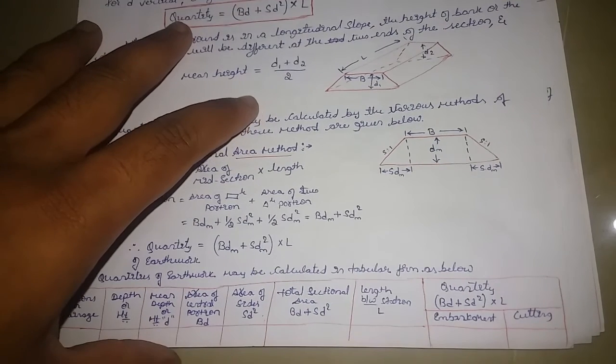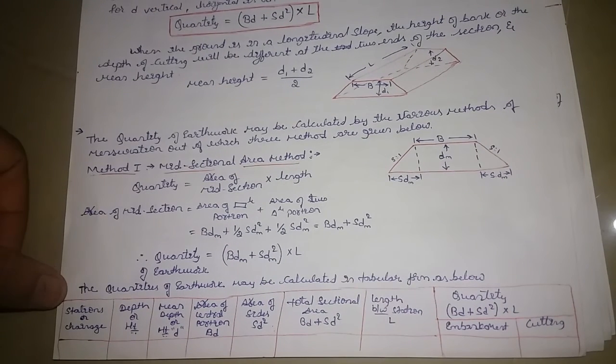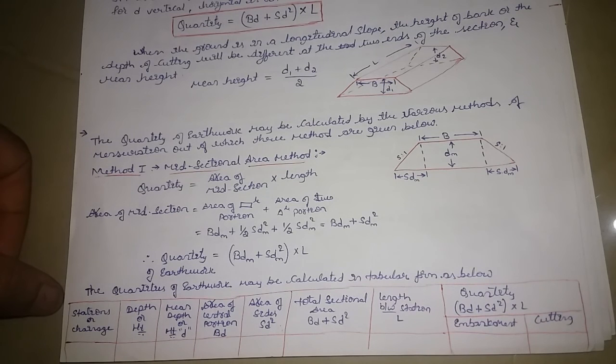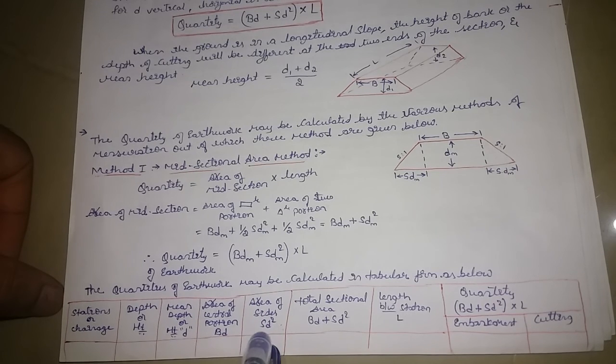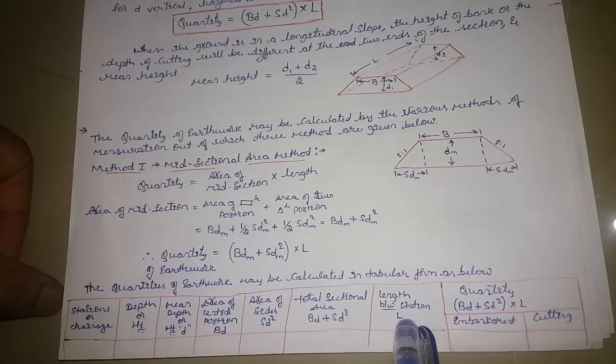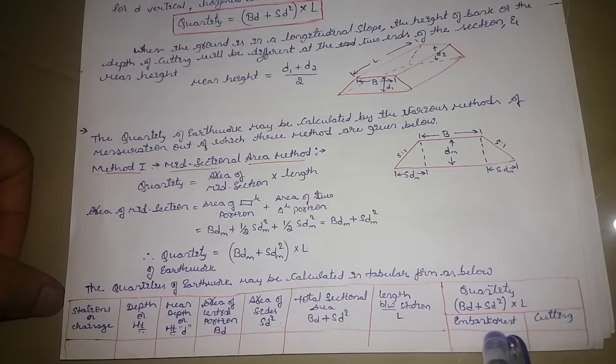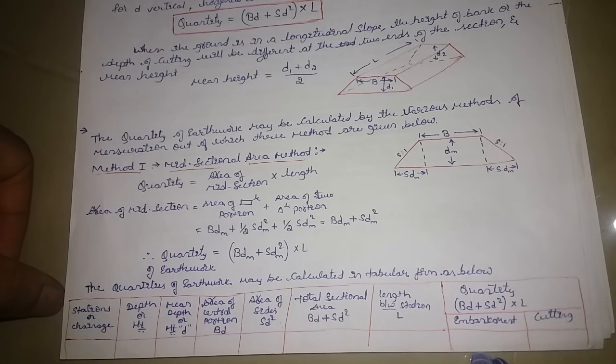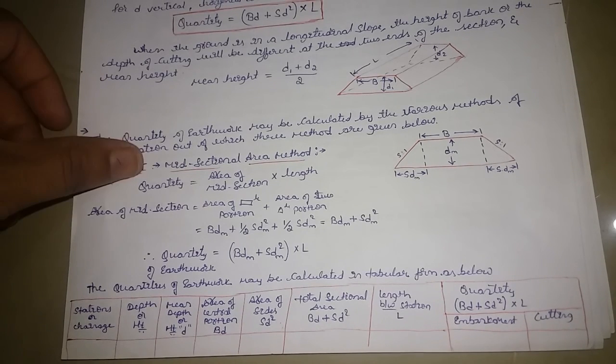In order to get that quantity, we need to tabulate it. We draw columns: chainage or station in one column, depth in one column, mean depth in one column, area of central portion in one column, and area of the sides in one column, that is bd and sd square. If I add both, we get the total section area, and multiplying with the length gives the quantity. If it is filling, or banking, we write it in the banking column. If it is cutting, we write it in the cutting column. This is your method 1.